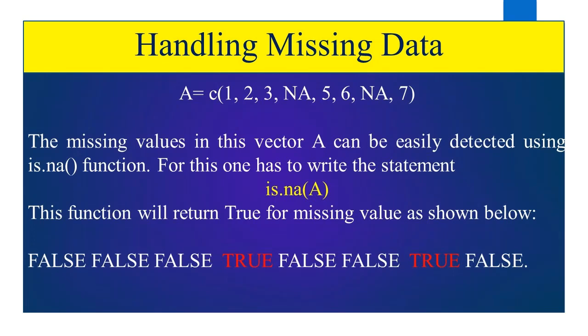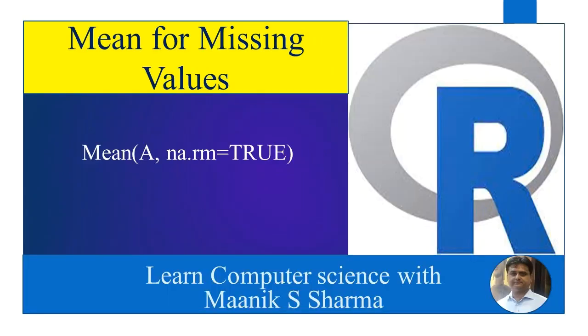So the question that strikes our mind is how we will find the mean of such a vector, that is, how to handle these missing values. Don't worry, for this purpose we need to remove NA from the vector. For this, we have to write the statement mean(A, na.rm = TRUE). Now in this way, you will be able to get the desired output.